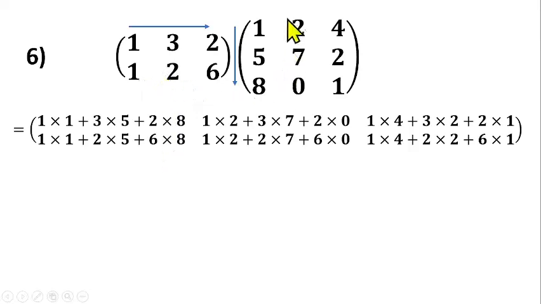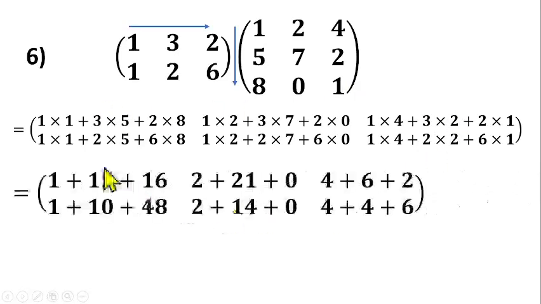Then this row again will multiply the second column. So we have 1 times 2, 2 times 7, 6 times 0. Then also this row will go again and multiply the third column. So we have 1 times 4, 2 times 2, then 6 times 1, which is this. So we have seen now we multiply out 2 matrices. The row will always multiply the column, which is this we are having here.